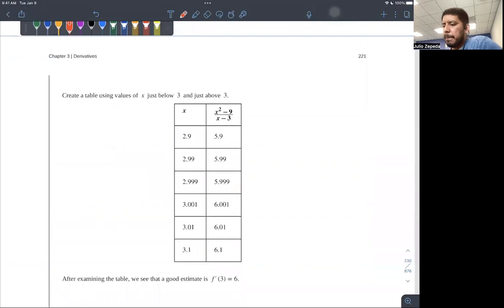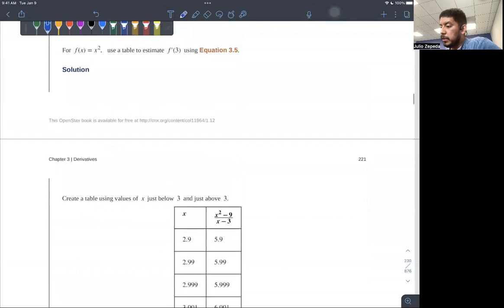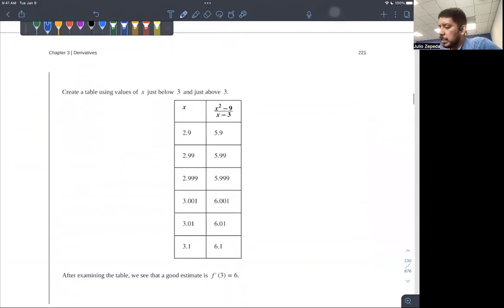So remember that it says use the table to estimate. We want to estimate f prime of 3. Well, what this is actually equal to, according to the previous definition, is the limit as x approaches 3 of f of x minus f of 3 divided by x minus 3.